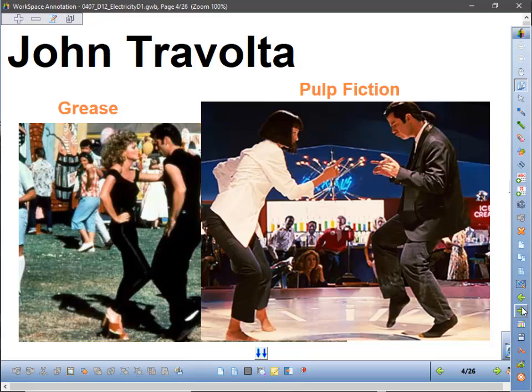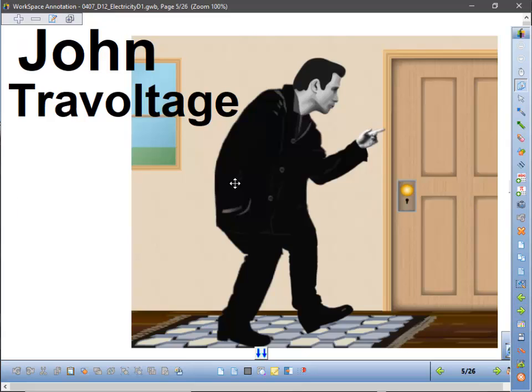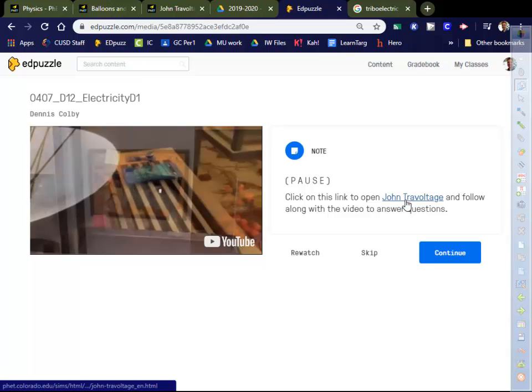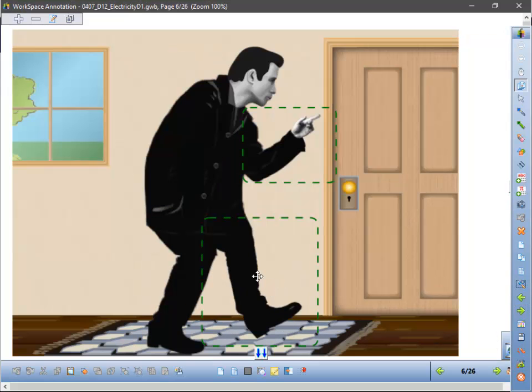So what I want you guys to do is open up a simulation called John Travoltage. I'm going to pause the Ed puzzle for you, and then you will find a message that looks something like this, and you just click on the link that says John Travoltage, and it will open up a page that looks something like this. This is John Travolta, and he's standing on a carpet, and he's near a door. What I want you to do is drag his foot and rub it on the carpet and find out what happens.